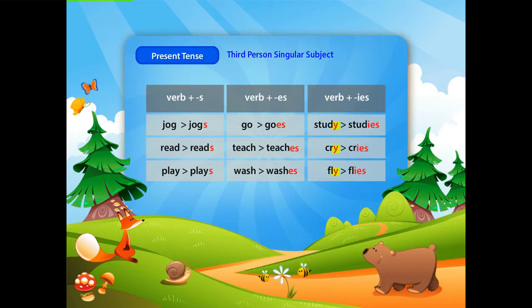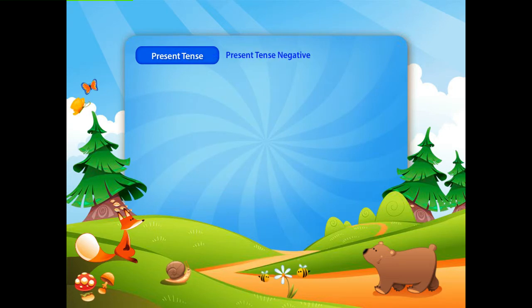So, he studies, or she cries. Remember that the present tense is often used with words like every, usually, and always to talk about repeated actions and habits. Now let's study the present tense negative.